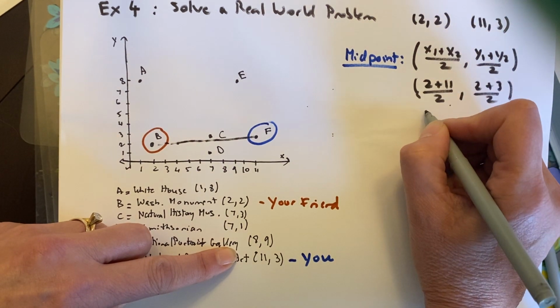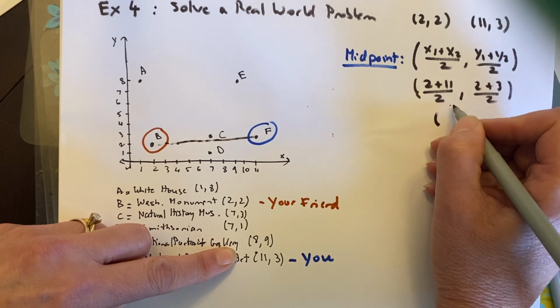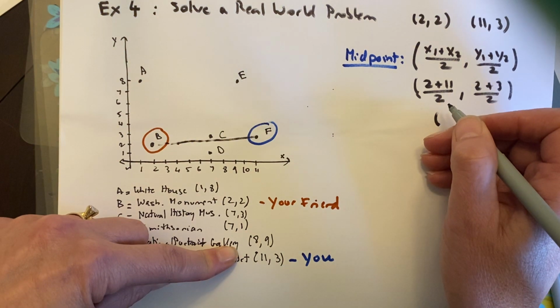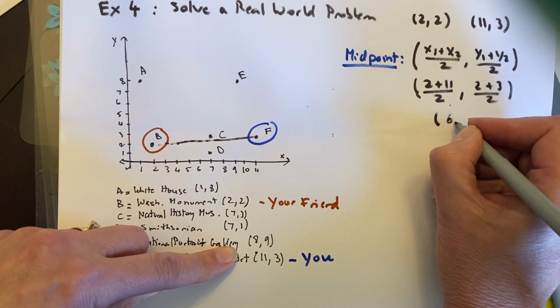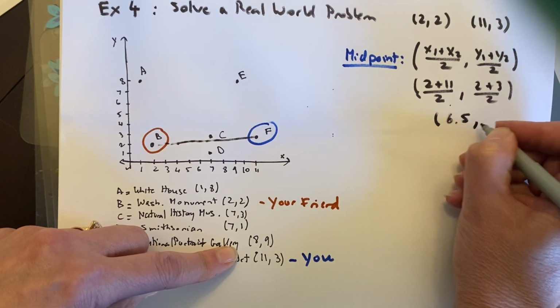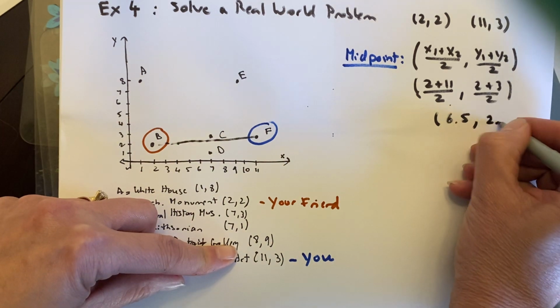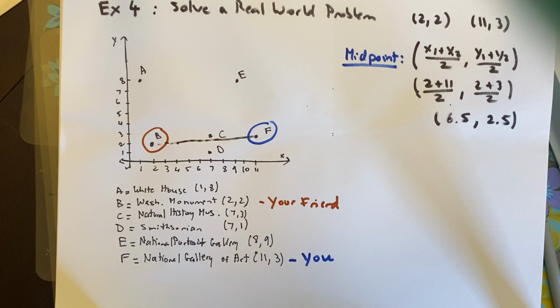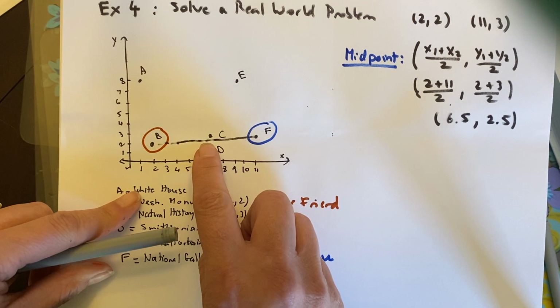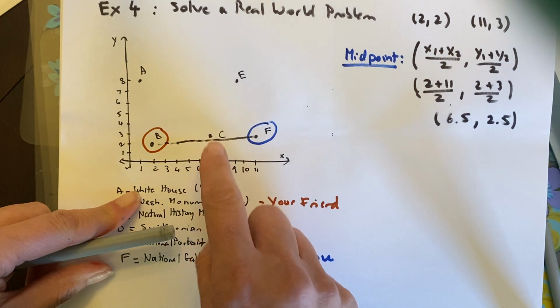And so the midpoint is going to be 2 plus 11 is 13 divided by 2, which gives 6.5. And this is going to be 5/2 or 2.5. So we found the midpoint. And 6.5, 2.5 is our new point. The next question is, you want to meet at the landmark that is closest to that. And so the two closest are C and D.